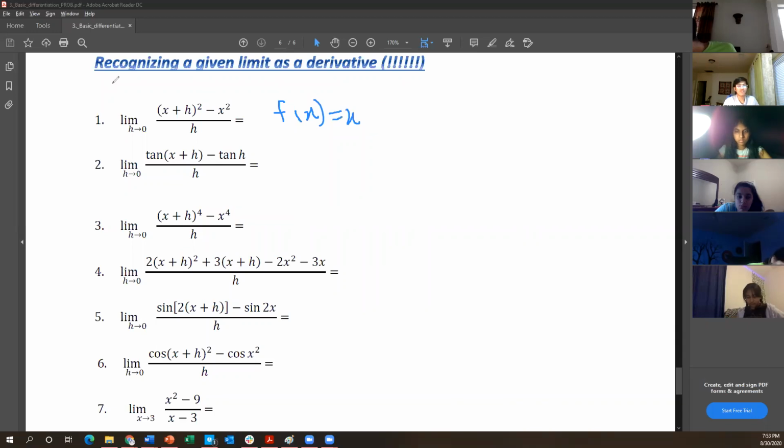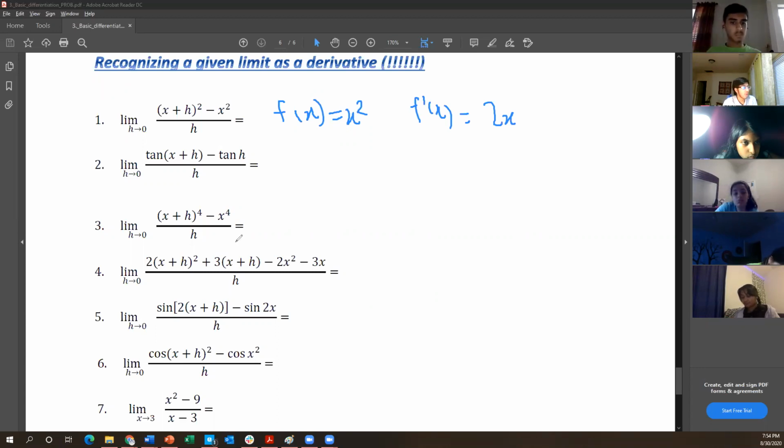Because remember the definition: f of x plus h minus f of x over h. So we know that f of x is just x squared, and f prime of x, which is what this limit is asking for, is 2x. That's why it's not actually asking you to solve the limit. These problems are telling you to figure out what the function is and then find its derivative.